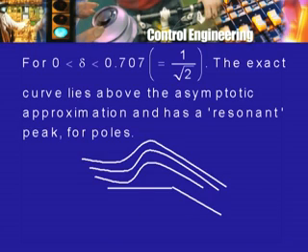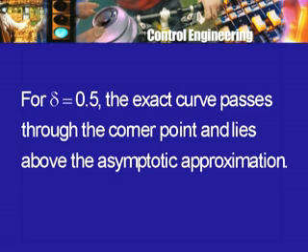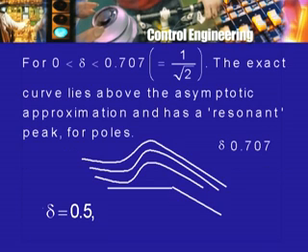For delta greater than 0.707, they lie below, and for delta exactly equal to 0.707, you can find out what happens. There is another critical value, which is delta equal to 0.5. For delta equal to 0.5, the curve passes through this corner frequency, although it lies above. As I said, one will have to look up this set of curves in order to find out what the error is and make that correction, and then sketch the variation of the gain with frequency.